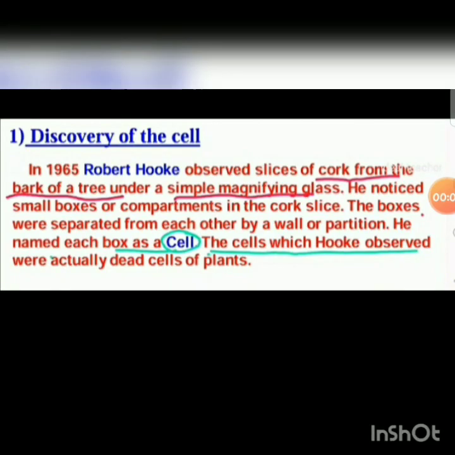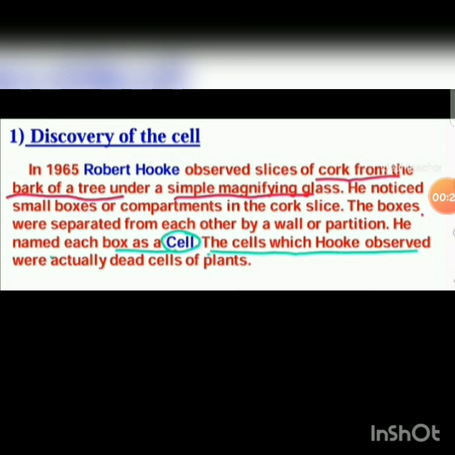Discovery of the cell. So who discovered the cell? In 1665, Robert Hooke observed slices of cork from the bark of a tree under a simple magnifying glass. He noticed small boxes or compartments in the cork slice. The boxes were separated from each other by a wall or partition. He named each box a cell.